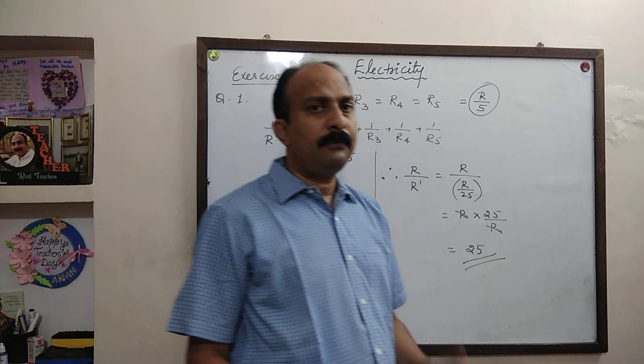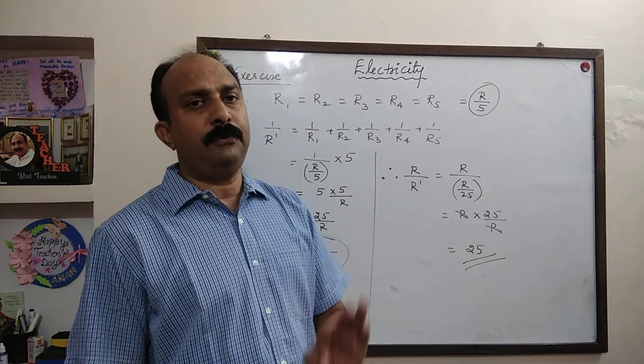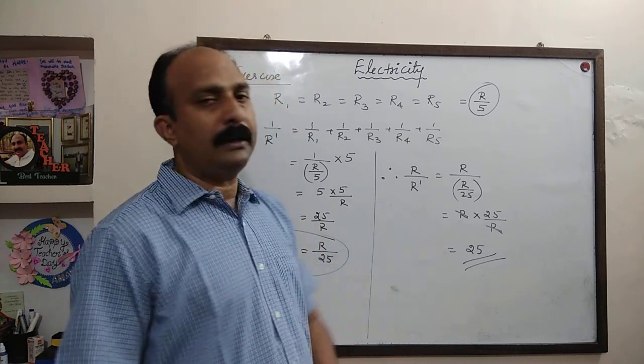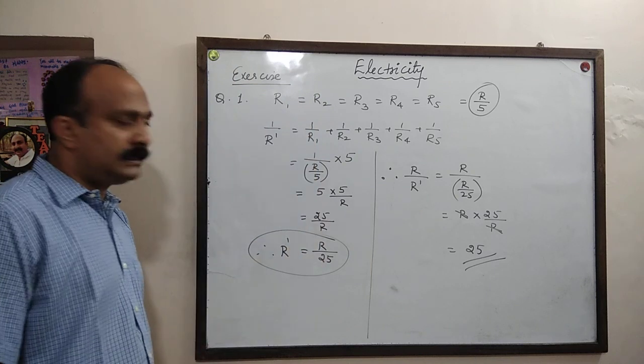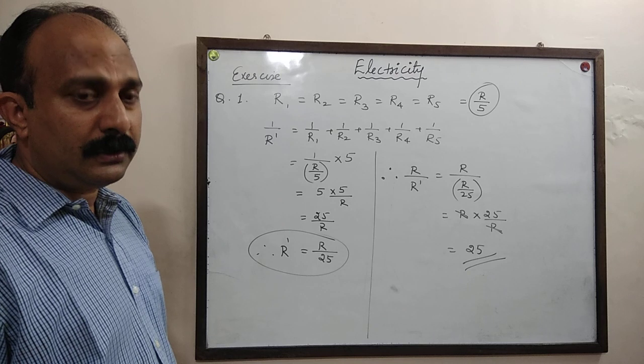Yes, the options are given as A, B, C, D. Four options are given, and the last option, option D, is 25. So the correct answer is option D, 25. I think the solution is clear to all of you. Please look at it once again.